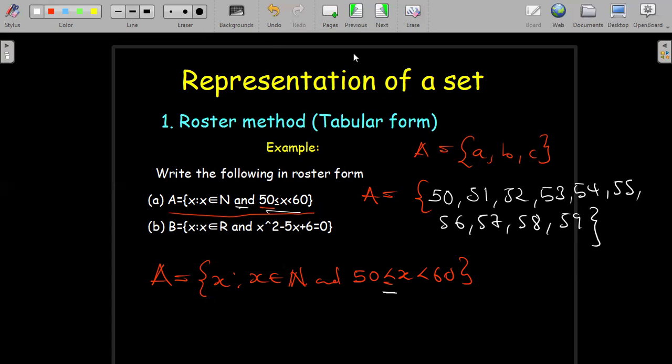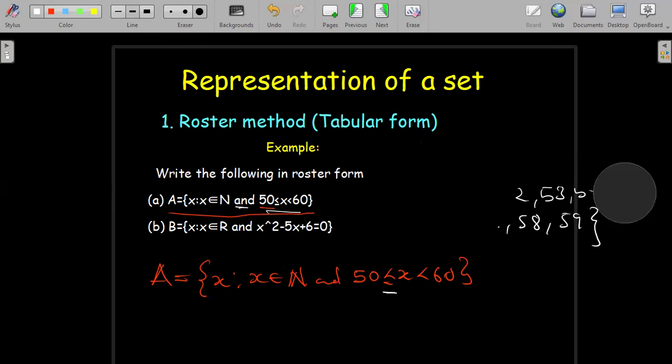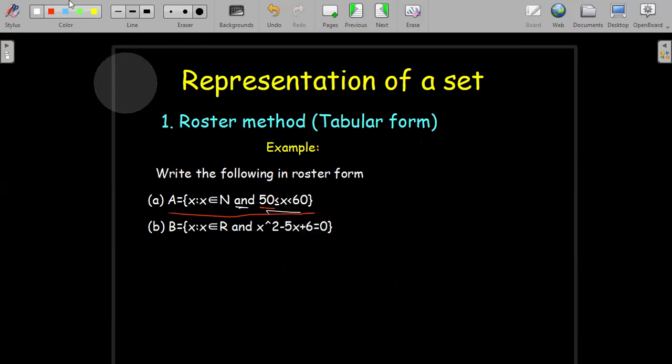All right, this is what we do. Now let us work out the second part. We've listed out the roster form or the tabular form. The next one is B, which is the set of x such that x is a real number, and this real number x is found using this equation: x squared minus 5x plus 6 equals 0. So now let us work out this.